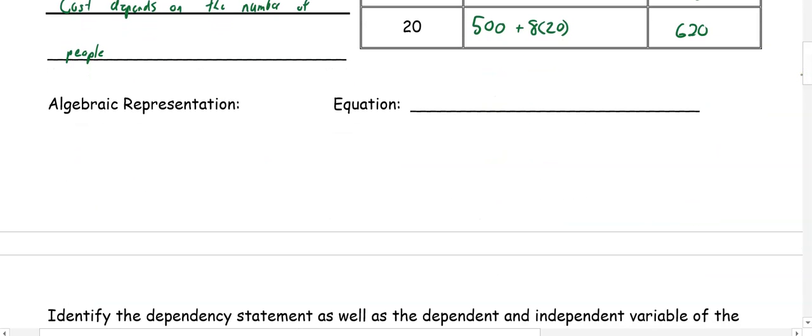Our algebraic representation, we have two variables. We have people and cost. So remember to identify your variables. So we're going to have people for P and cost for C. Remember, we're trying to find the cost. So cost equals, we have to pay $500 plus $8 per person.